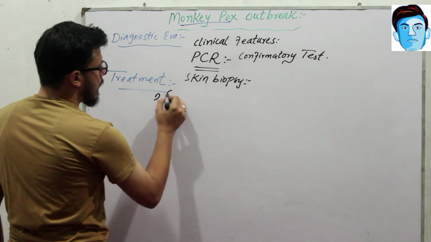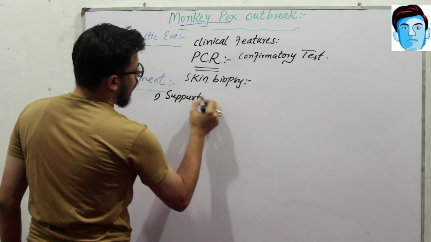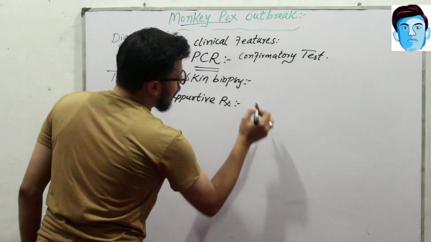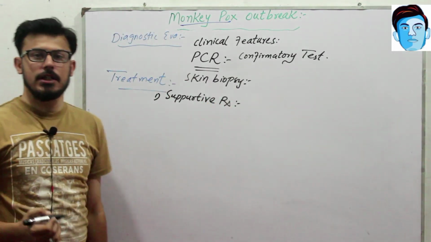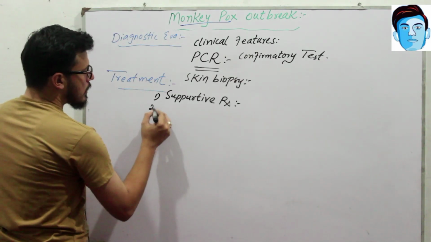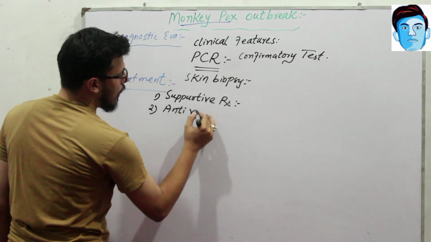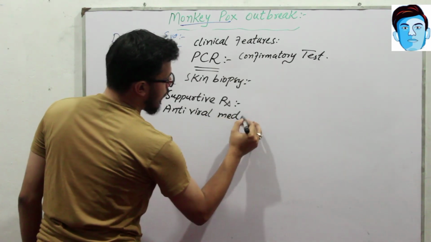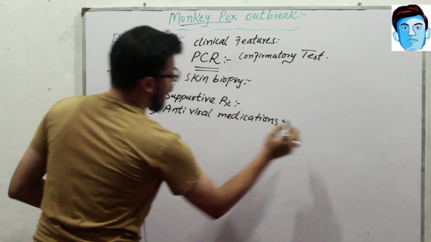So the first approach is supportive treatment: keep the patient hydrated, give an antipyretic if there is a fever, and give diclofenac if there is pain. So mainly the treatment is supportive. On the other hand, there are certain antiviral medications available as well. And what are those antiviral medications?